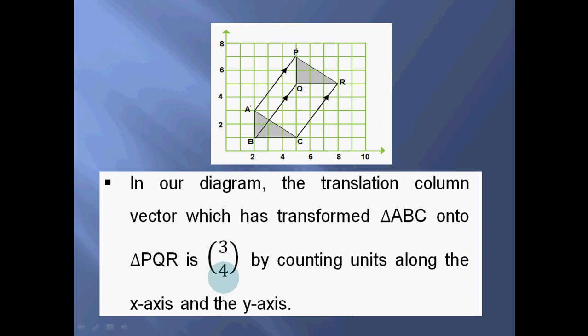Along the y-axis, we are moving upwards. So right movements and upward movements are positive. That is why we have positive 3 as the x component and 4 as the y component.